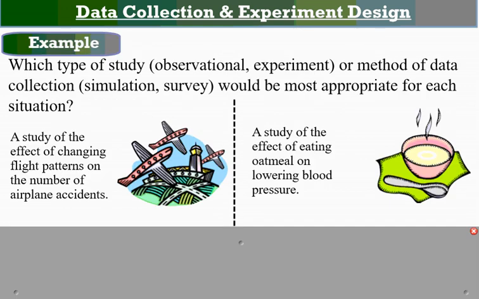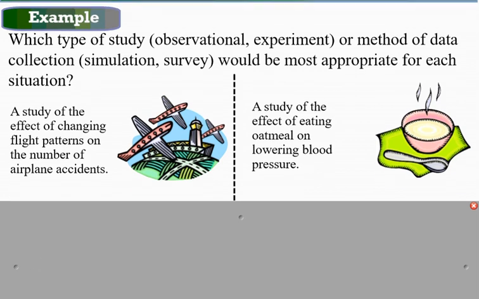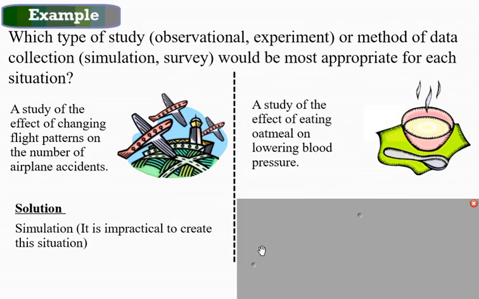In this example, the goal is to determine which type of study, observational, experiment, or method of data collection, simulation, or survey would be most appropriate for each situation. So example one, a study of the effects of changing flight patterns on the number of airplane accidents. So this first one would be a simulation. It's impractical to create the situation in real life. It's definitely unethical, so the solution would be this is going to be a simulation.